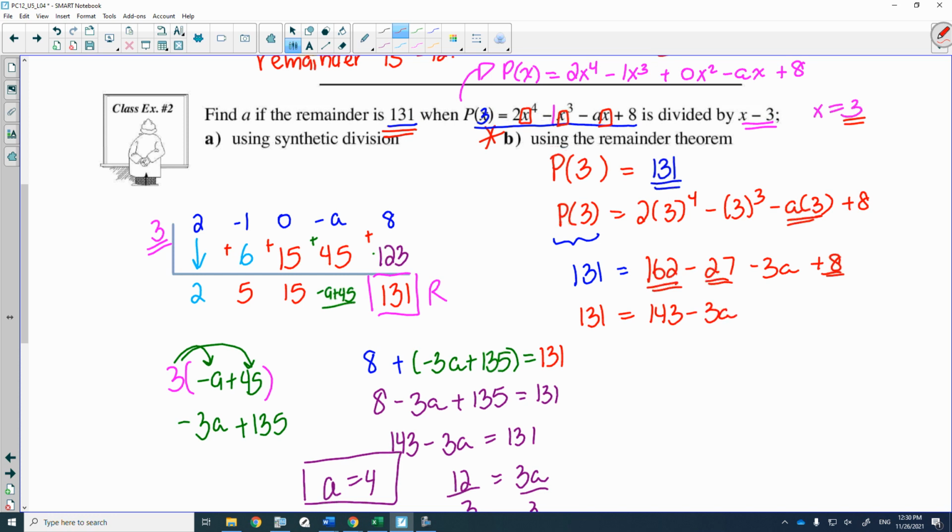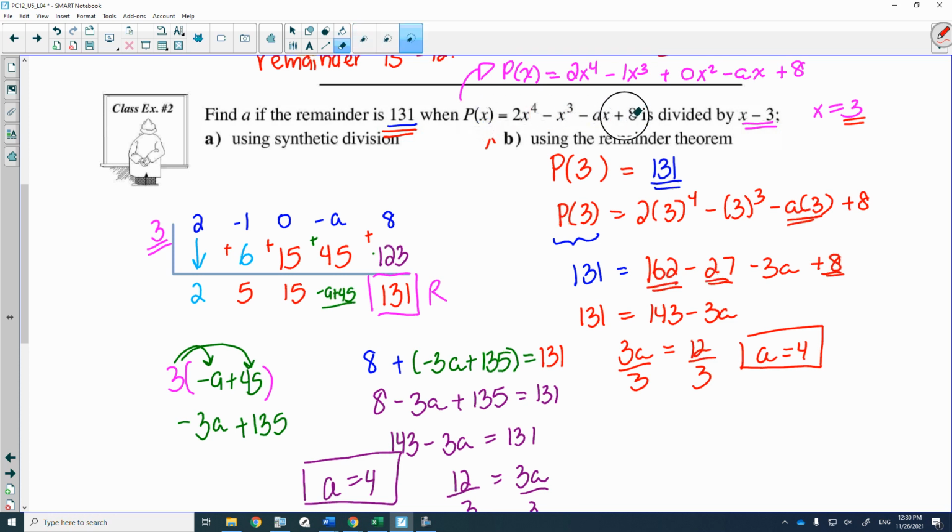Again, I'm going to make a positive by bringing it to the left, and I'm going to subtract 131 from both sides, and I would get 12, divide by 3, and divide by 3. I get the same answer of a is equal to 4. I personally think that you have less of a chance of making a mistake here than you would over on this side. How we would double check if we were doing the remainder theorem is we calculated that a is 4. This was calculated to be 4.